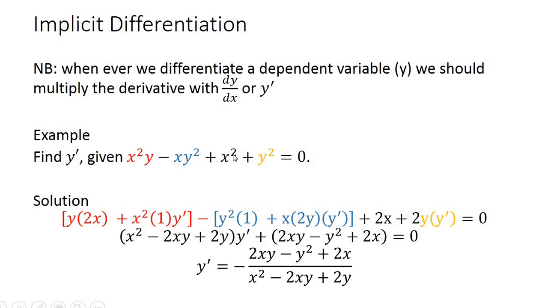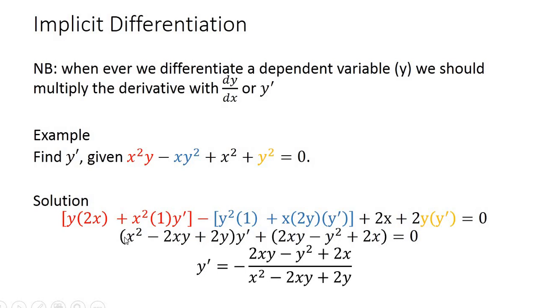Move on, you differentiate x squared, you get 2x. You differentiate 2xy, you get 2y. But remember, you differentiated y, so whenever you differentiate y, you multiply by y prime or dy/dx. Right, from here you then simplify.